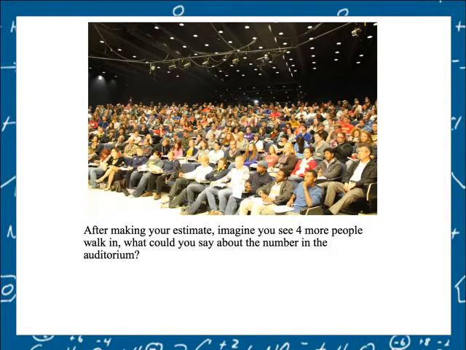So now let's say, having just made my estimate of 200 people, that 4 more people walk past me and have a seat. Do you think that I could say with confidence that there are now 204 people in this auditorium? I hope you agree with me that I can't. And that is because the number of people that walked in, 4, is squat compared to the uncertainty in my initial estimate of 200 people.